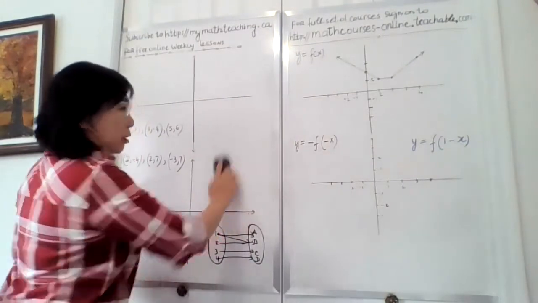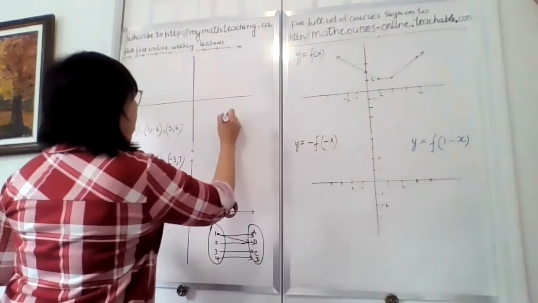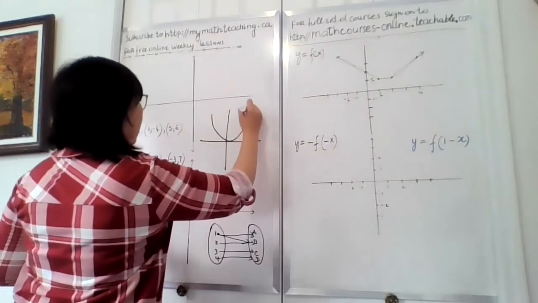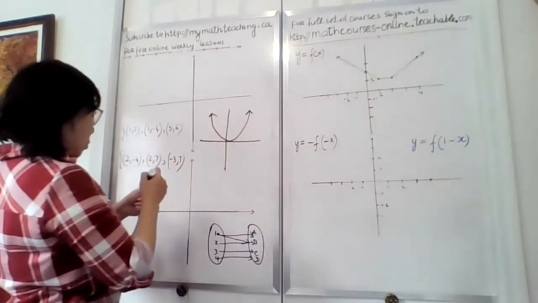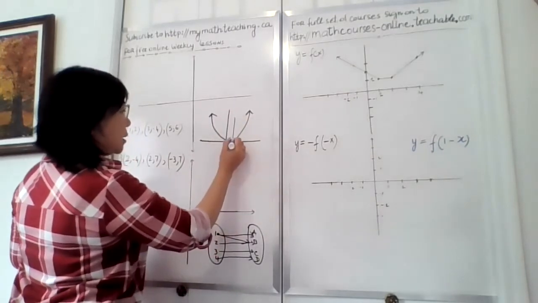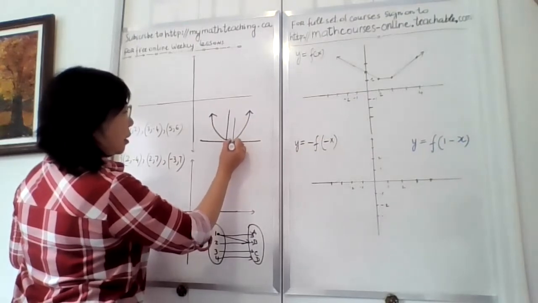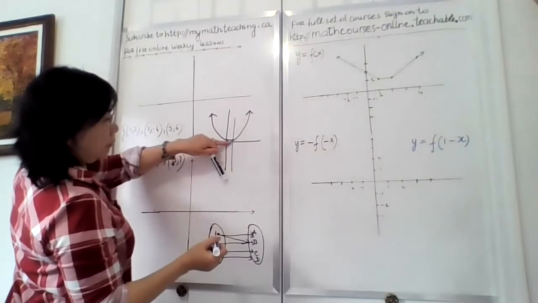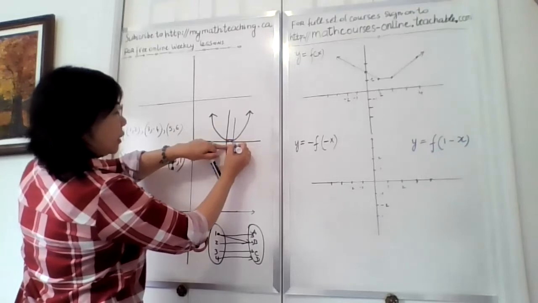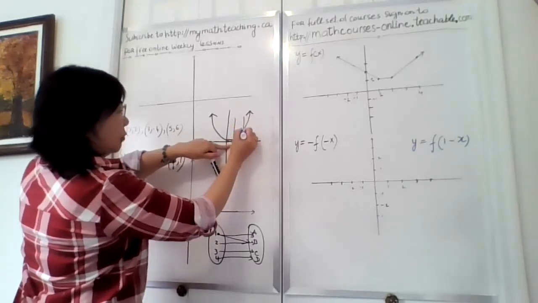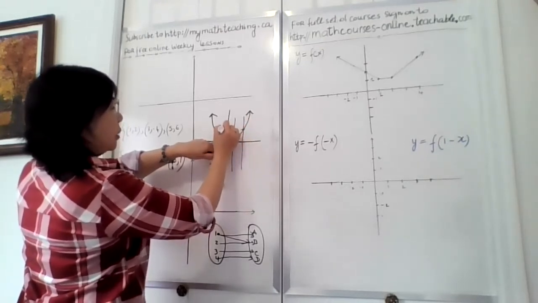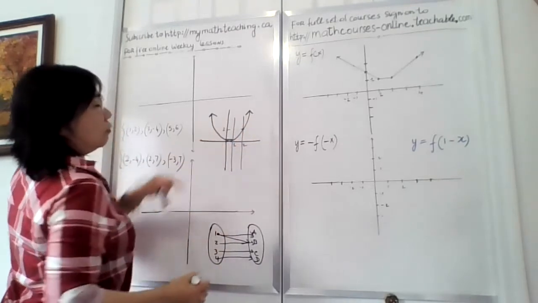Let me draw another graph and show you. Let's say you have a parabola graph, this one, and you draw a vertical line test. My vertical line intersects the function at this point, at a very low value of y, and the x value is 1. If I draw another vertical line, at this point I have another y coordinate. Let's say this is 2, and this is 2 for x.